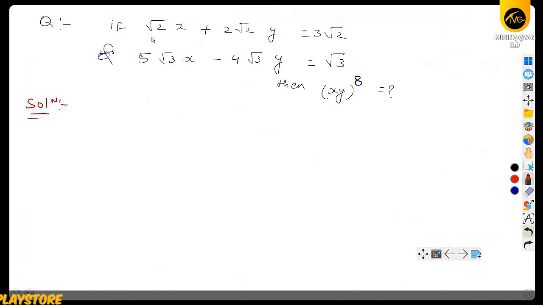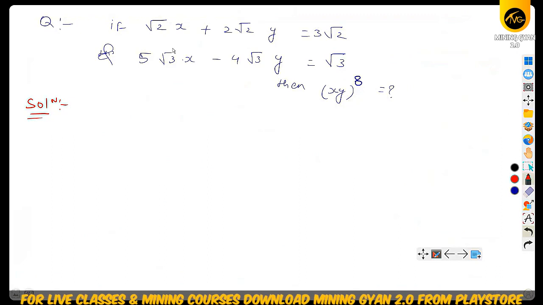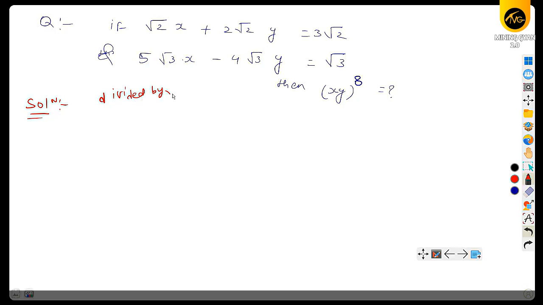Now the root values are different in this situation. In the first expression there is root 2, and in the second expression there is root 3. That's why we have to cancel out the root values from both equations. So just divide by root 2 in the first expression and divide by root 3 in the second equation. Okay, let's try. Divided by root 2.